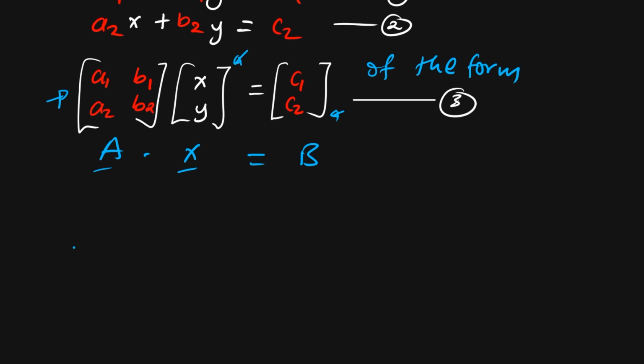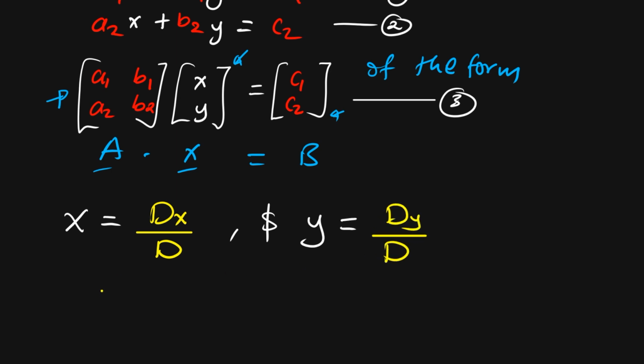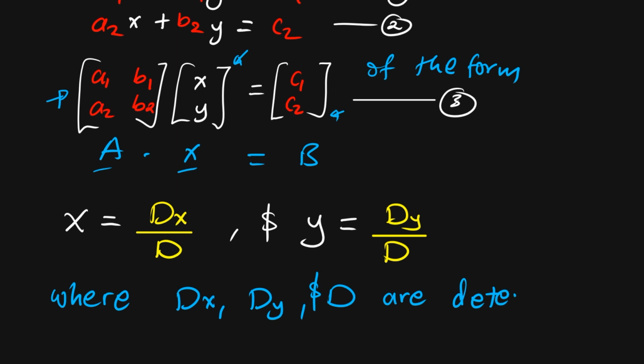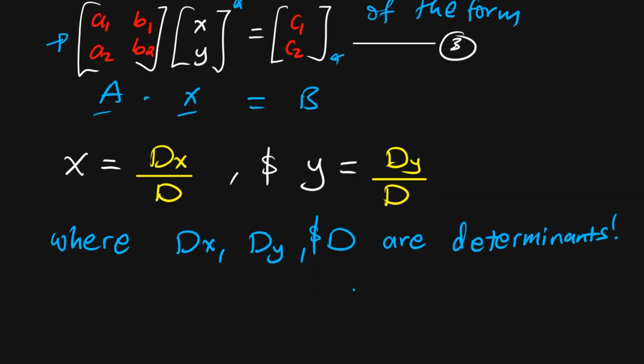But from Cramer's rule, the required value of x will equal dx divided by d, and the required value of y will equal dy divided by d, where dx, dy, and d are determinants. But how do we obtain these determinants?